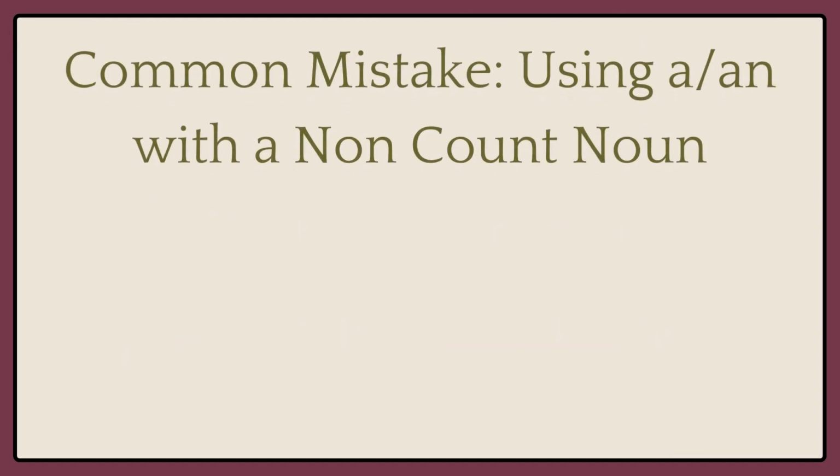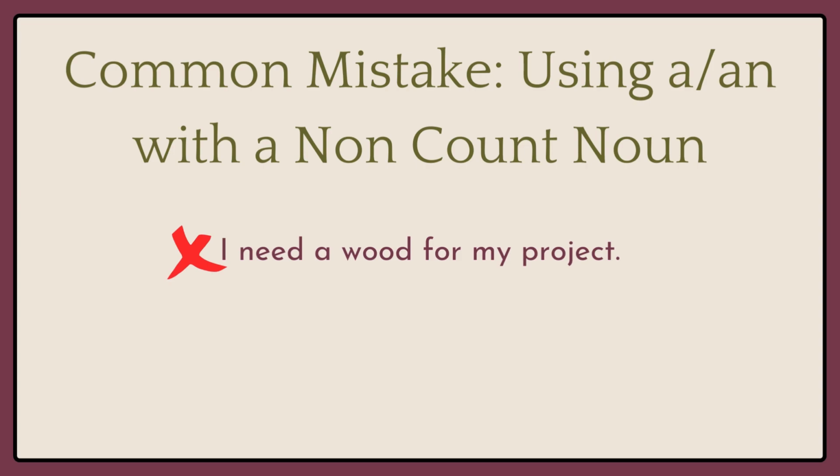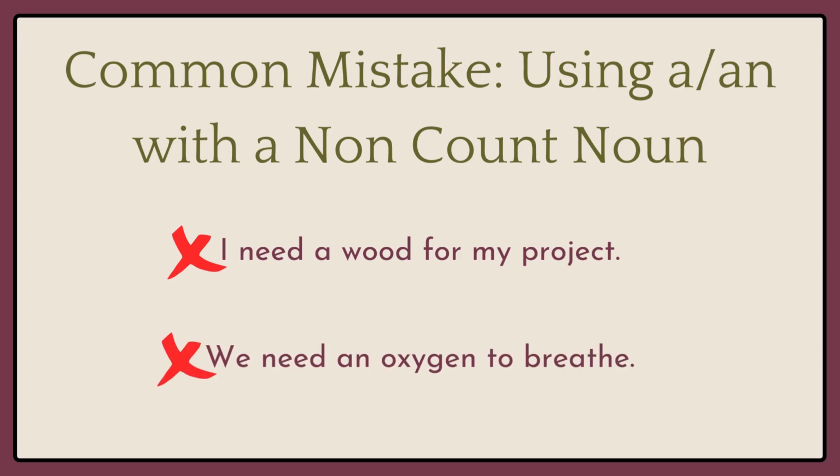Another common mistake is using a or an with a non-count noun. Remember, even though we always use the singular form of a verb with a non-count noun, we never consider a non-count noun as one thing. So, for example, we couldn't say, I need a wood for my project, or we need an oxygen to breathe. We would leave out the indefinite article. I need wood for my project. We need oxygen to breathe.